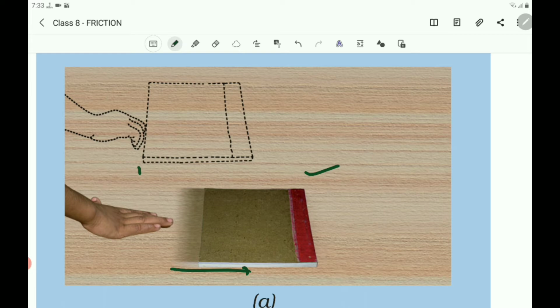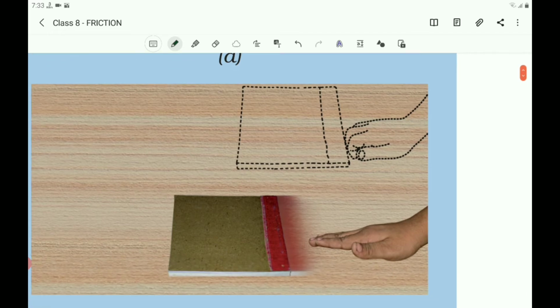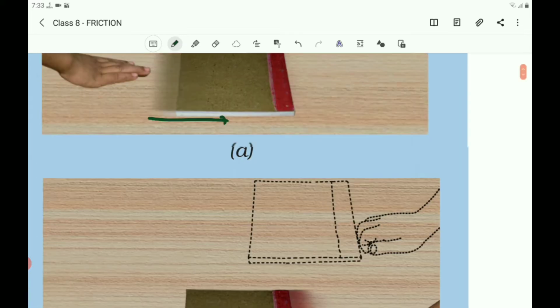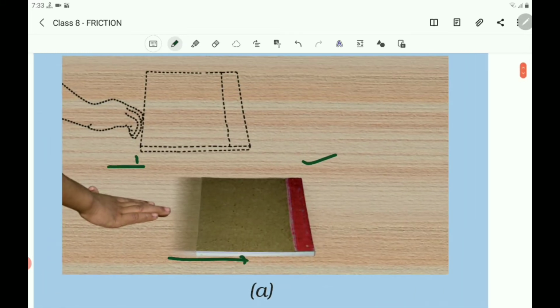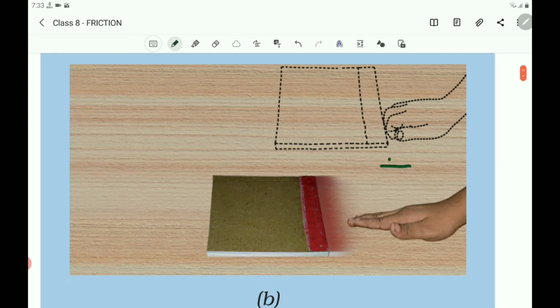Repeat this activity pushing the book from the opposite direction. Here you push the book from the opposite direction. Does the book stop this time? Can you think of an explanation? Can we say that force must be acting on the book opposing its motion? Here, if you push the book in this direction, it moves little distance and stops. Again, if you push the book in this direction, in this situation also, it moves some distance and stops.